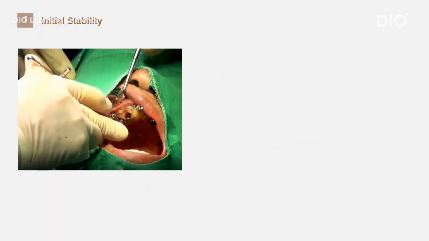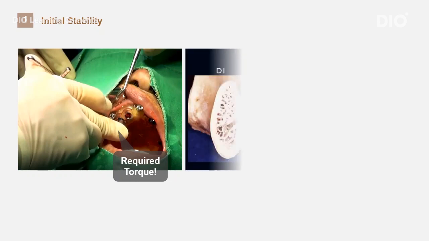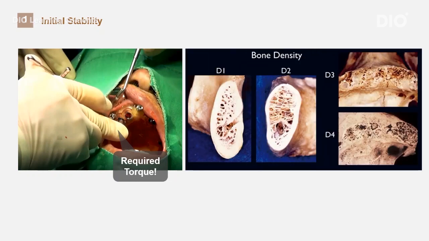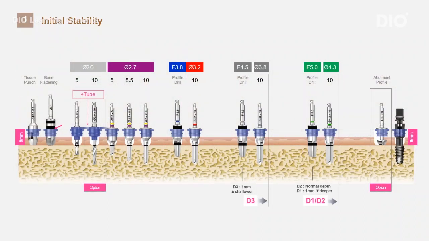The first is the initial stability. In order to achieve successful initial stability, enough torque value must be obtained when placing the implant. And the surgeon must consider the bone density and follow the drilling protocol according to that bone. In the case of soft bones, such as D3 and D4, it needs to be under-drilled. And in case of hard bone, it needs to be placed lower to avoid too much torque by using a profile drill. All protocol is developed by Dio, and you can apply it to all cases.